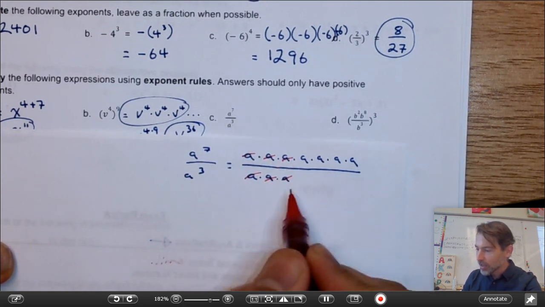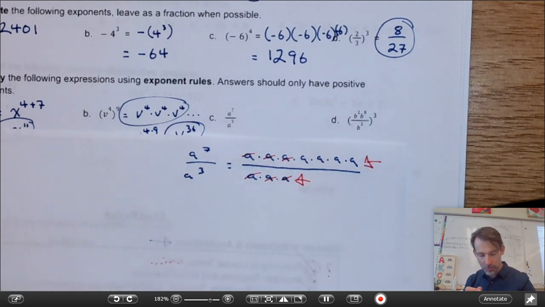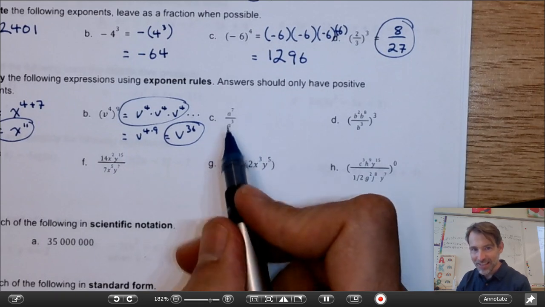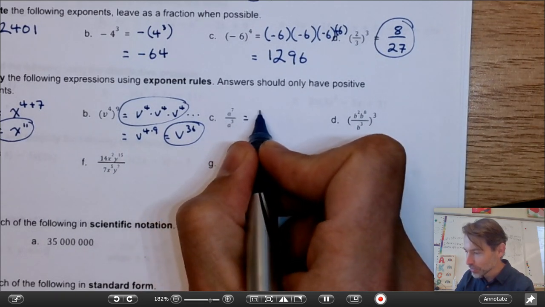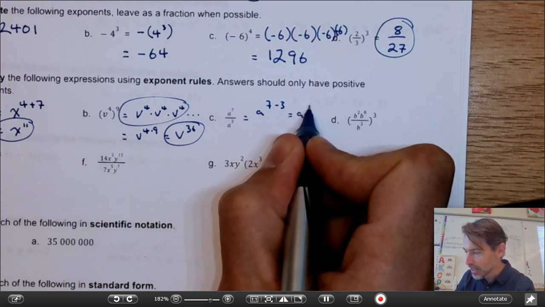Look at that. Every one that was on the bottom subtracted one from the top. So when you're dividing powers of the same base, you subtract the exponents. So a to the 7 over a to the 3 is equal to a to the 7 minus 3. This is equal to a to the 4.